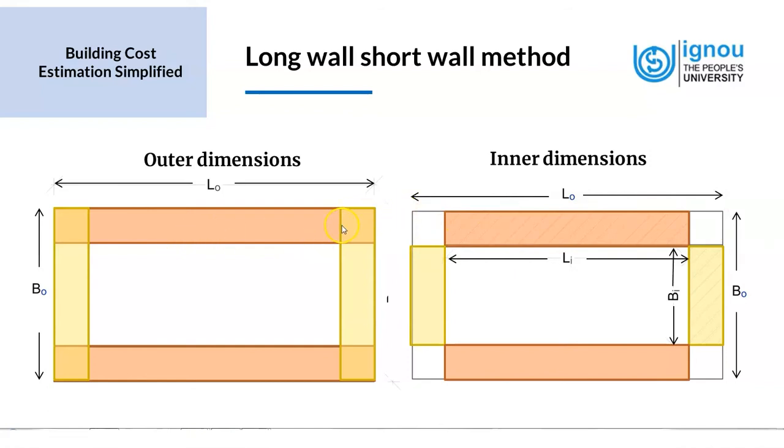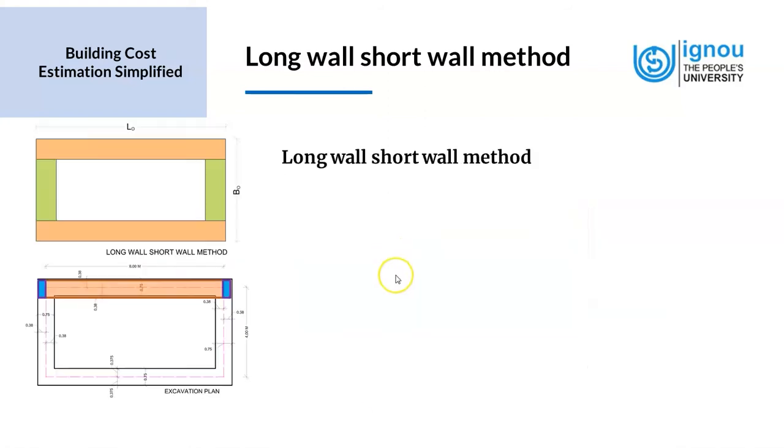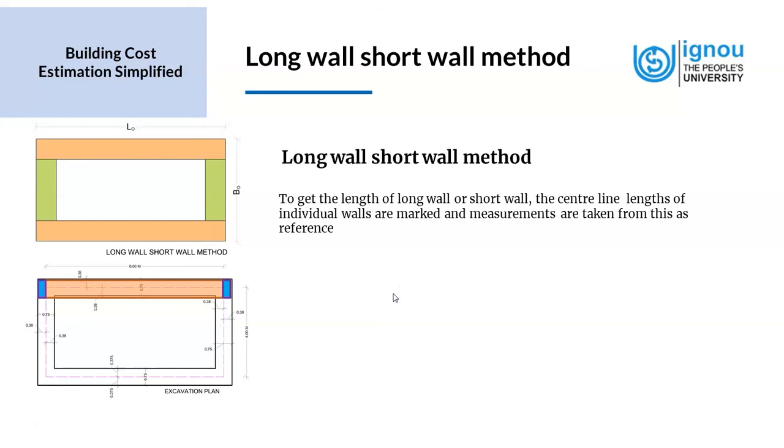So in order to avoid this discrepancy or this extra calculation, or in order to have a more accurate calculation, we follow the long wall, short wall method. So we'll now discuss the long wall, short wall method in detail. We have two diagrams on the left. To get the length of the long wall or short wall, the center line lengths of the individual walls are marked and measurements are taken from this as reference.